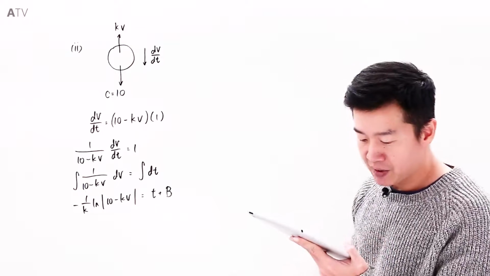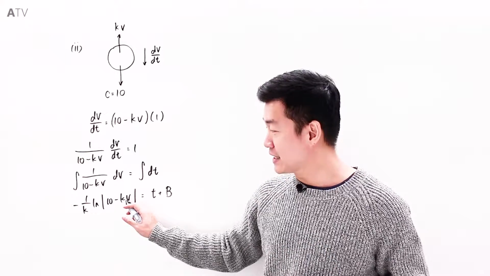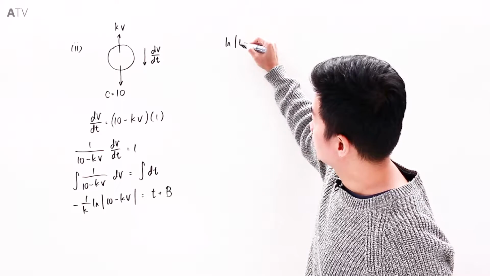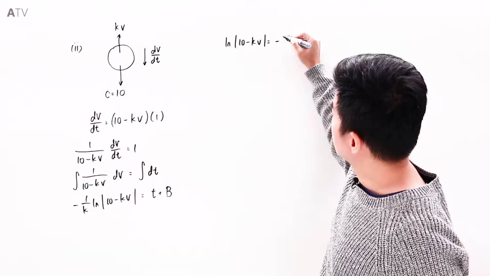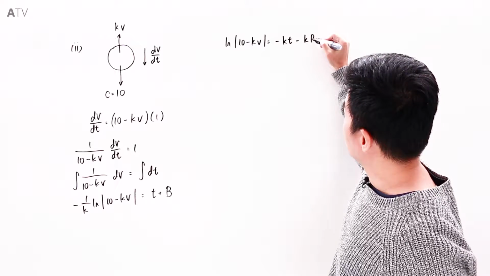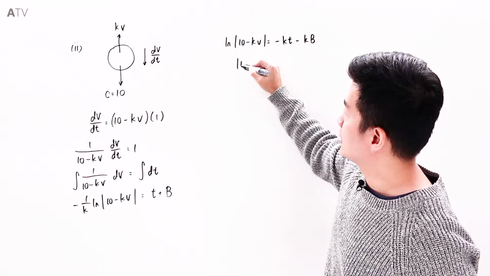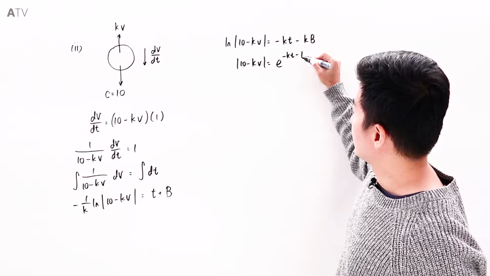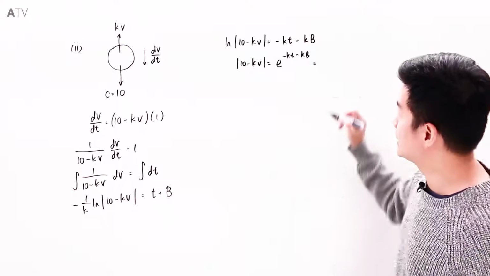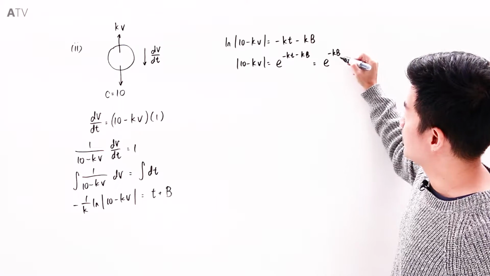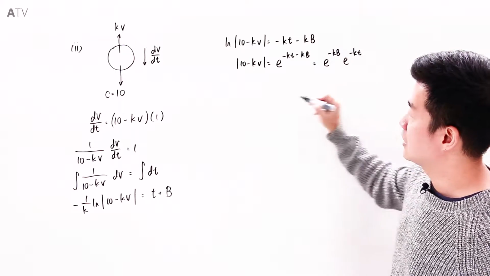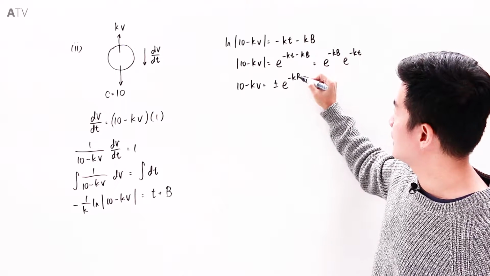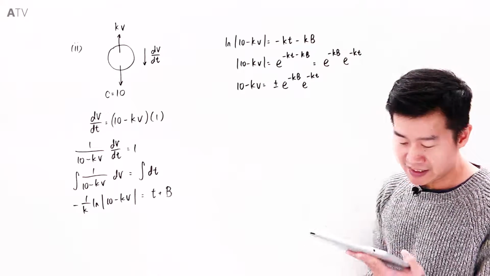Let me call it b. And let's try to make v the subject. So minus k, I'm going to multiply it across to the other side. So I will have ln of the modulus of 10 minus kv is minus kt minus kb, which means that the modulus of 10 minus kv is going to be e to the power of minus kt minus kb, which I can also rewrite as e to the power of minus kb times e to the power of minus kt, which means that 10 minus kv is going to be plus or minus e to the power of minus kb times e to the power of minus kt.